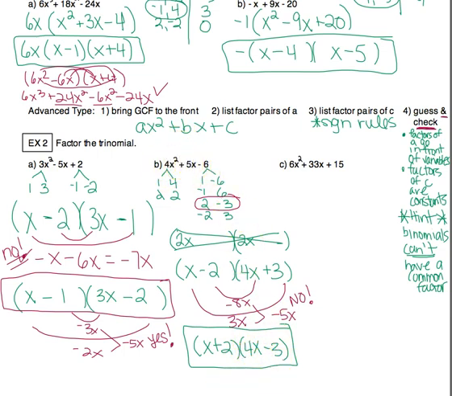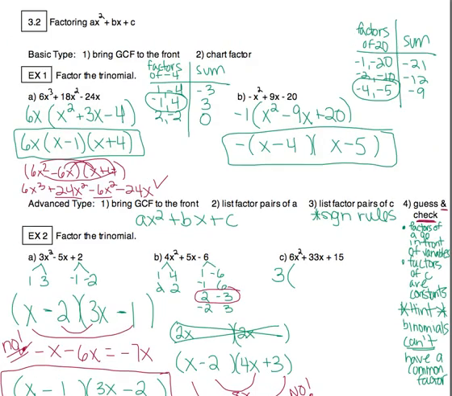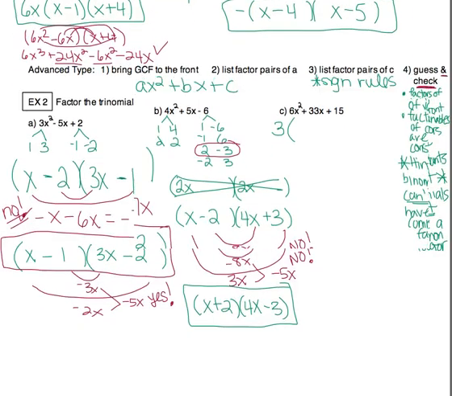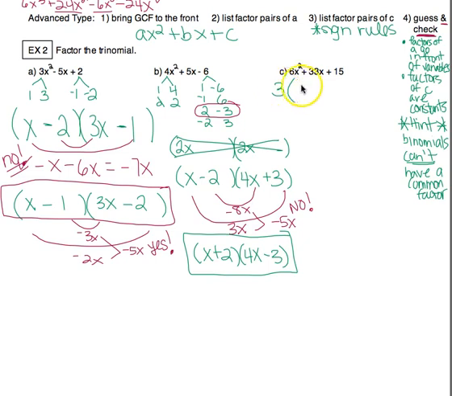All right, last one. Look for my GCF first, always. So no variable GCF. So I've got 6, 33, 15. These are all divisible by 3. So I take my 3 out to the front, and just like we did up here with the GCFs, I then kind of work backwards. So 6 divided by 3 is 2, so 2x squared. 33 divided by 3 is 11, so 11x. 15 divided by 3 is 5.